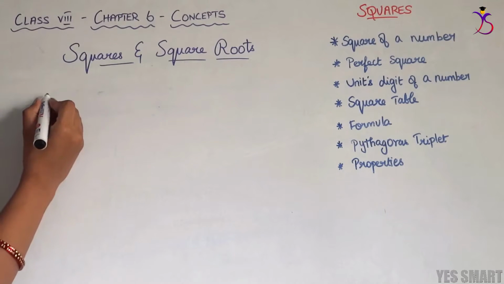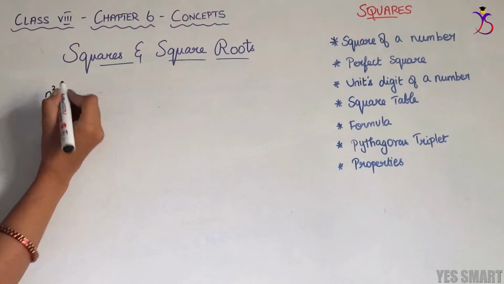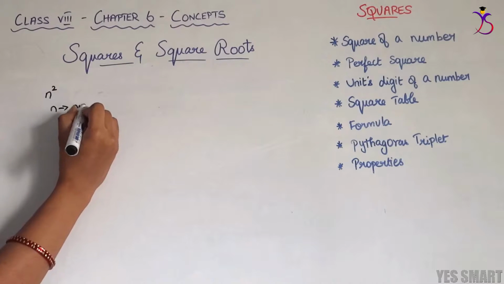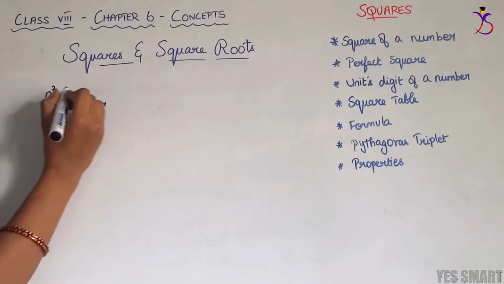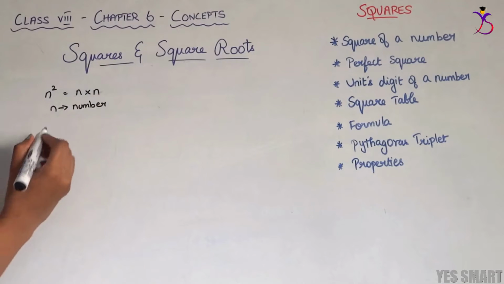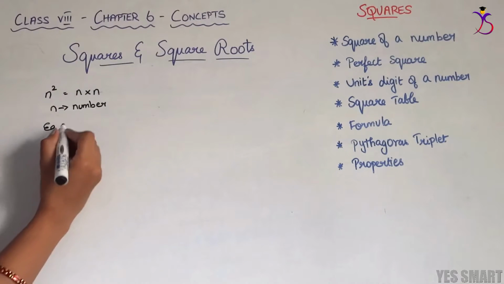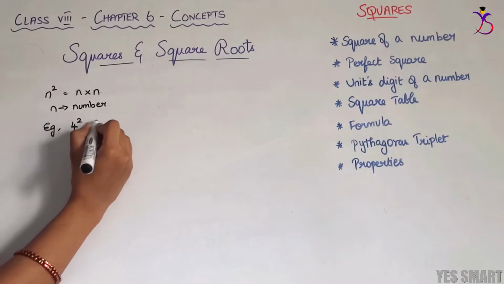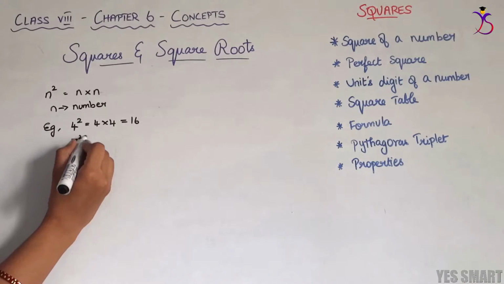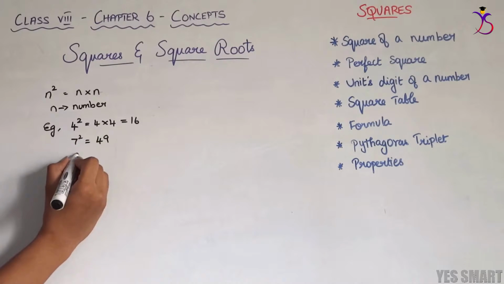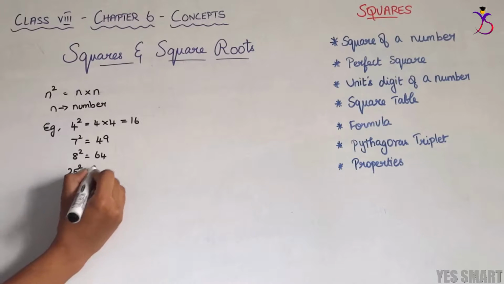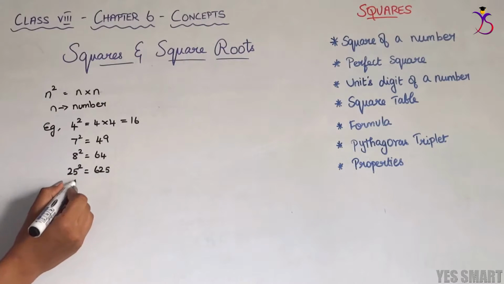Squares. Square means n square, where n is any number. N square means n into n. We are supposed to multiply the number with the same number. For example, 4 square means 4 into 4, which is 16. Similarly, 7 square means 49, because 7 sevens are 49. 8 square is 64. 25 square is 625, and it goes on.